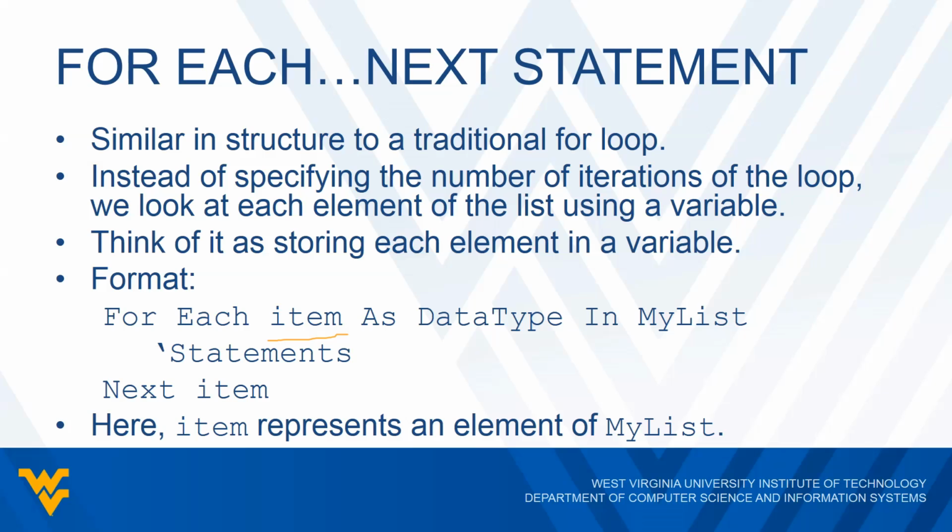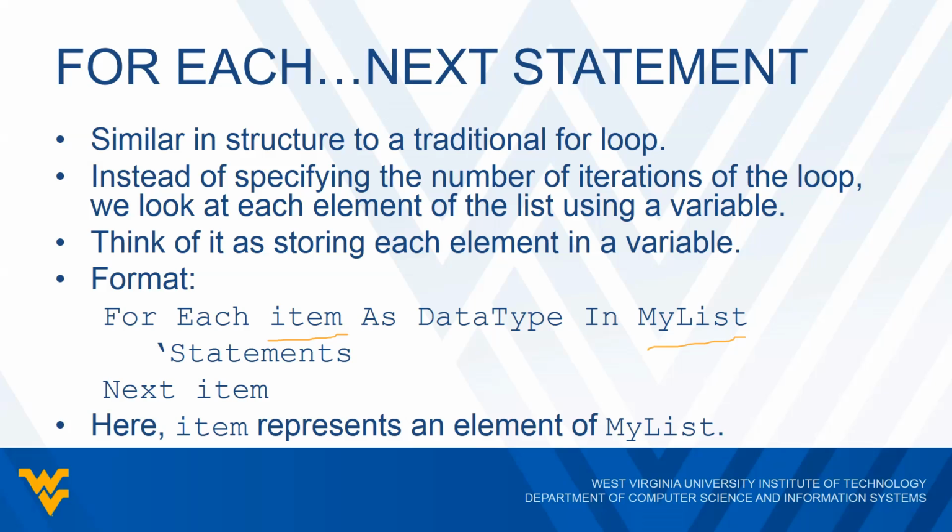And then we have the word in, and then we have my list. Now my list is another placeholder. That's just some list that we've created, and there are some elements in here. And then we have statements as part of the body of the loop, and then we have next item as the bottom part of this loop. That means we're going to move on to the next item.